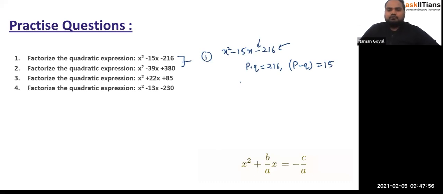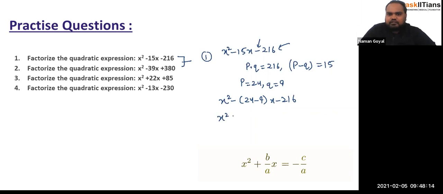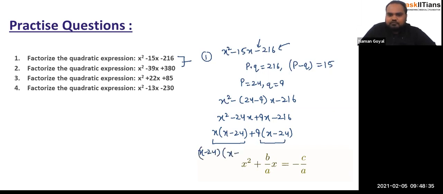So we can take the two numbers p as 24 and q as 9. If you see, 24 into 9 is 216, and 24 minus 9 is 15. So minus 15x can be written as 24x minus 9x minus 216. Now this can be written as x square minus 24x plus 9x minus 216. We can take x common: x into x minus 24, plus 9 common, x minus 24. Now x minus 24 comes common over there, so we take x minus 24 common, and it becomes x plus 9 also, right? Are you getting my point?